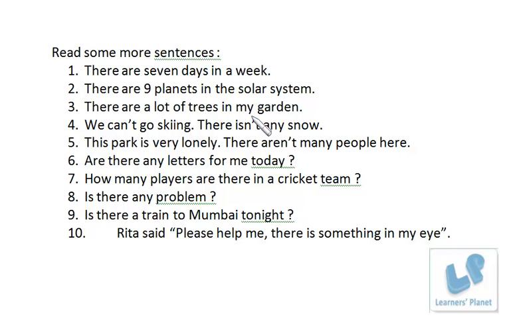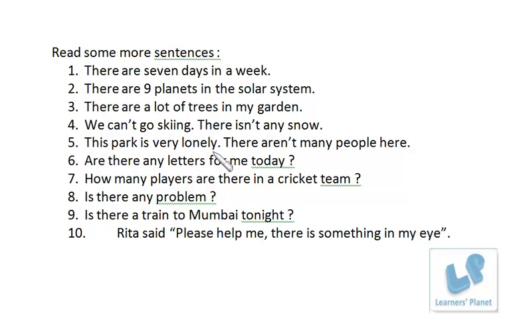There are a lot of trees in my garden. मेरे garden में या मेरे बाग में बहुत सारे पेड़ हैं. We can't go skiing. There isn't any snow. हम लोग स्कीइंग पे नहीं जा सकते हैं. स्कीइंग मीन्स जो आइस पर स्केटिंग की जाती है उसको स्कीइंग कहा जाता है. We can't go skiing. There isn't any snow. हम लोग स्कीइंग पर नहीं जा सकते हैं क्योंकि कोई बर्फ नहीं है बाहर, स्नो नहीं है. राइट? बर्फ पे ही स्कीइंग की जा सकती है, अगर बर्फ नहीं है तो स्कीइंग नहीं हो सकती.